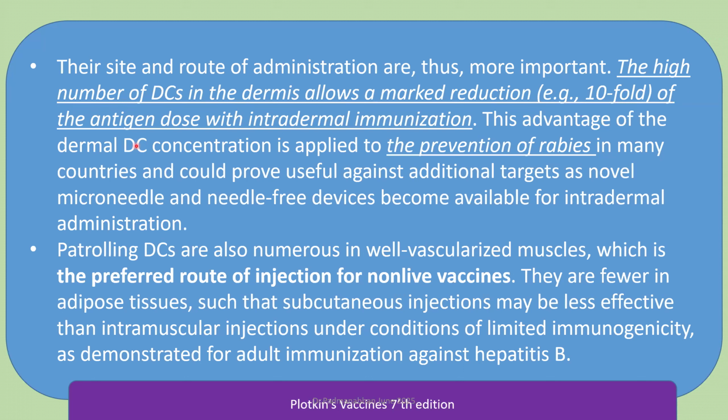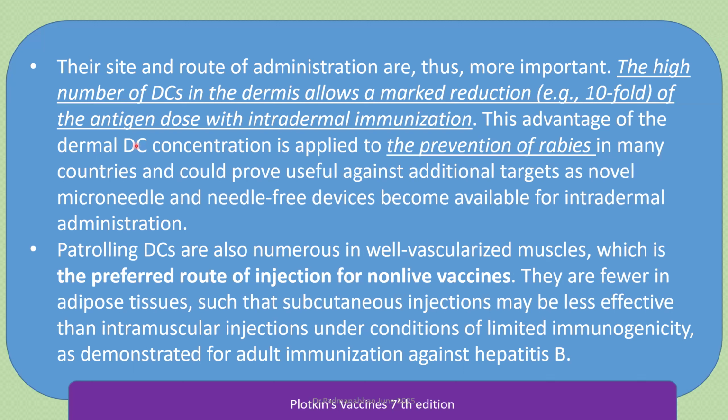Their site and route of administration are rare, thus more important. The high number of dendritic cells in the dermis allows a marked reduction, for example tenfold, of the antigen dose with intradermal immunization. This advantage of dermal dendritic cell concentration is applied to the prevention of rabies in many countries and could prove useful against additional targets as novel microneedle and needle-free devices become available for intradermal administration. Patrolling dendritic cells are also numerous in well-vascularized muscle, which is the preferred route of injection for non-live vaccine.